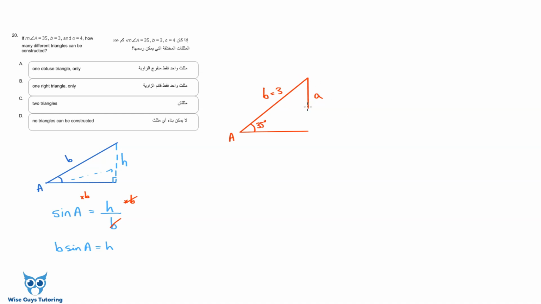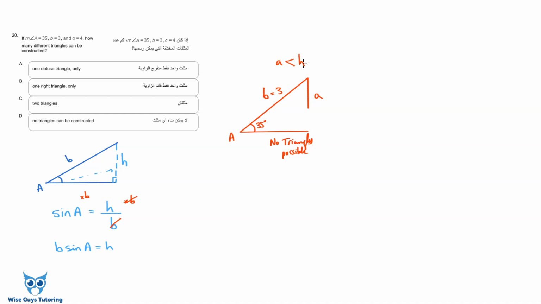In this case, A is shorter than what H would be, right? Remember, H would be the height of the triangle. In this case, A is shorter than what H would be. It's shorter than B sine 35. So if this is the case, then no triangle is possible. There are no triangles possible, okay? Because it's too short. It won't even close.